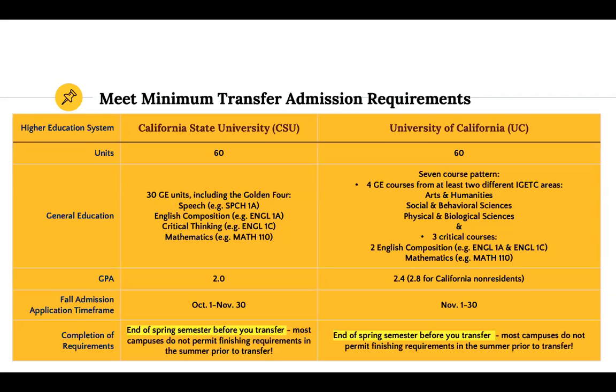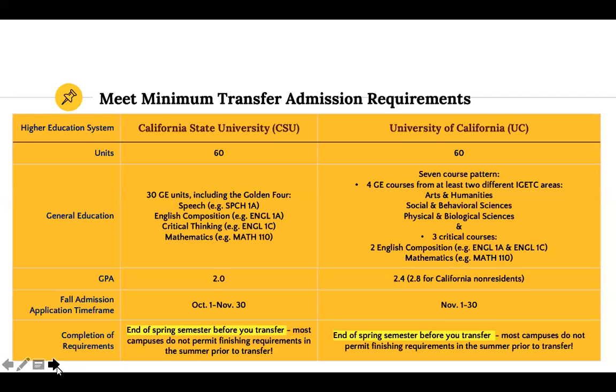The minimum GPA for the UCs is a 2.4 for California residents. For California non-residents, you must have a minimum GPA of a 2.8, and you must submit an application between November 1st through November 30th. The completion for the UCs is also the spring semester before you transfer. Most campuses do not permit finishing requirements into the summer prior to transfer.